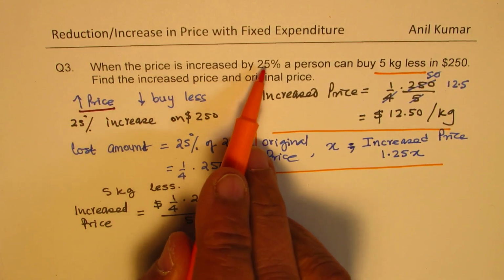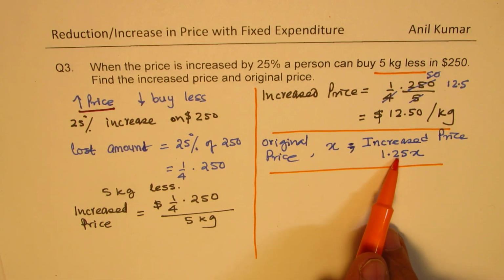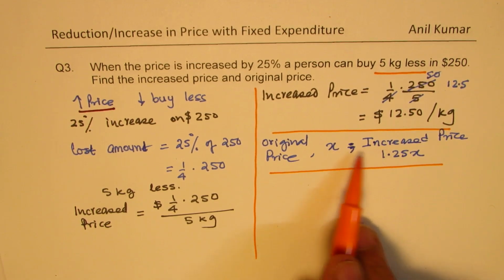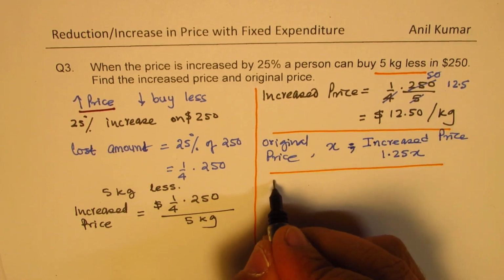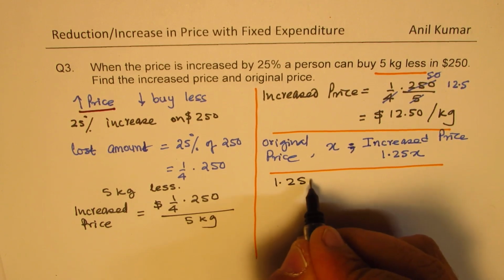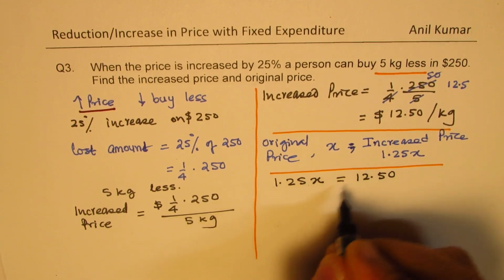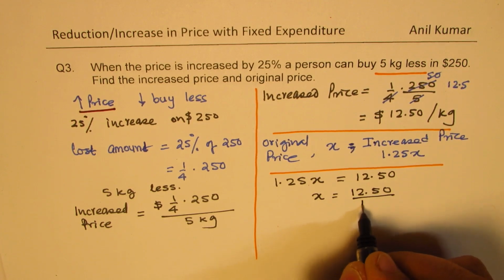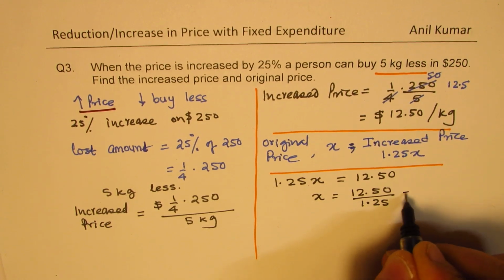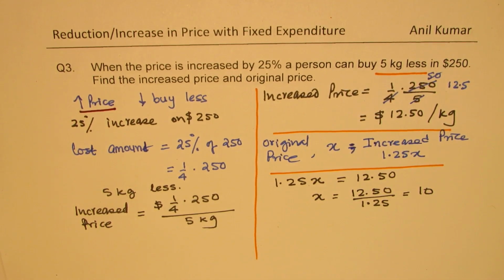When the price is increased by 25%, we get the increased price. So X increased by 25% will be X plus 25% of X, which is 1.25X. So the increased price is 1.25X. We know it is 12.50. So we can say 1.25 of the original price is 12.50. And therefore, X is equal to 12.50 divided by 1.25, which is 10. Okay? So we get the original price also. Now we can write down our answer.